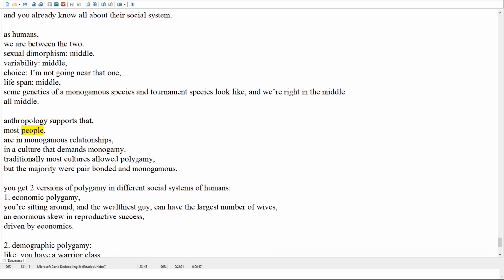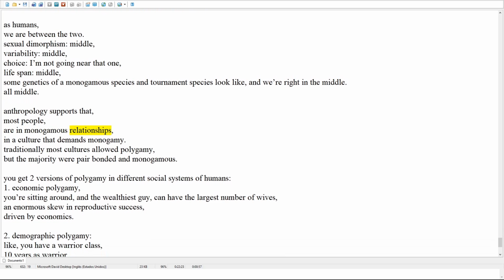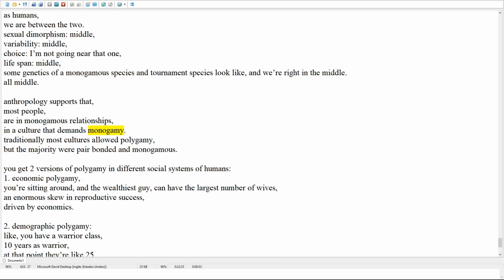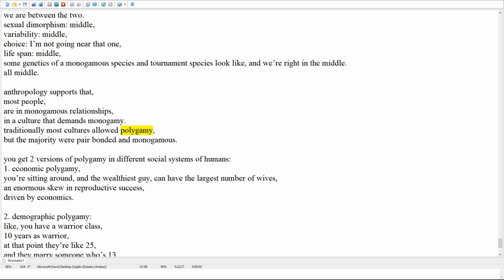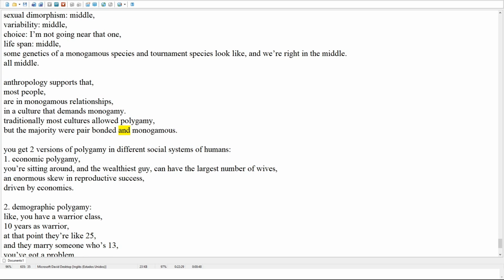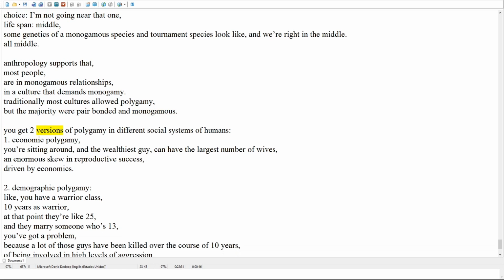Most people are in monogamous relationships. In a culture that demands monogamy. Traditionally most cultures allowed polygamy. But the majority were pair-bonded and monogamous. You get 2 versions of polygamy in different social systems of humans.